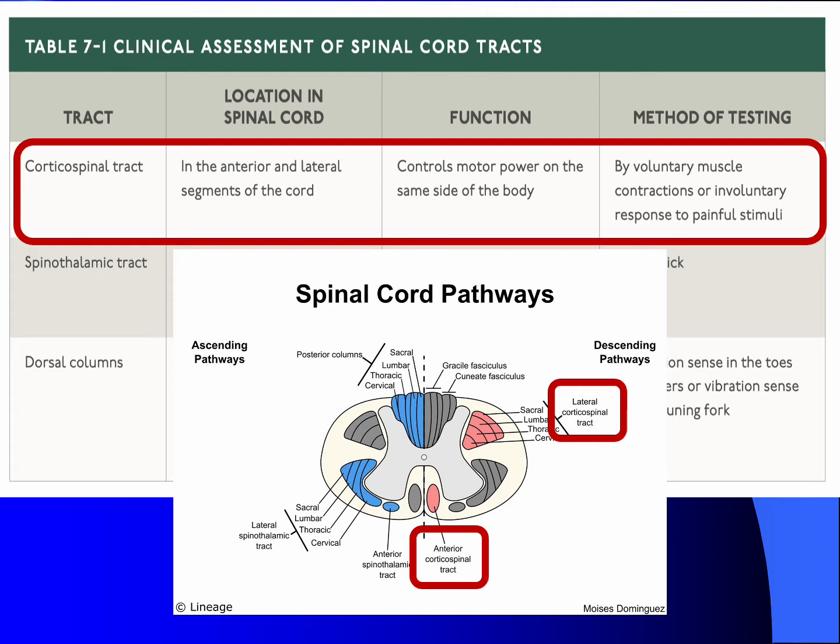First, let's talk about the corticospinal tract. It is located over the anterior and lateral segments of the cord, as you can see in the photo. Both the anterior and lateral corticospinal tracts control motor function on the same side of the body. The main function of the lateral tract is to control movement of the upper limb and lower limb, whereas the anterior tract is involved in neck and trunk movement. For conscious and cooperative patients, we can assess the corticospinal tract by voluntary muscle contractions. But for those who are not conscious and not cooperative, involuntary response to painful stimuli can be performed.